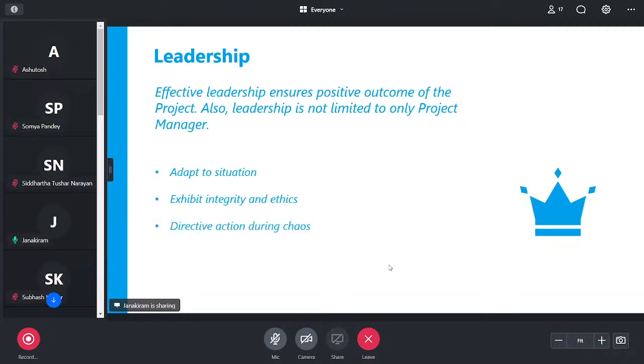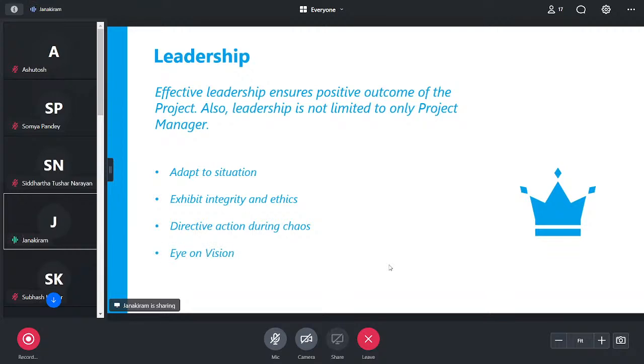Directive action during chaos, right? One thing that a project team looks for in a chaotic situation is someone who can take a rational decision, right? That's a good leadership skill. The ability to take directive action, rational decisions during chaotic situations.